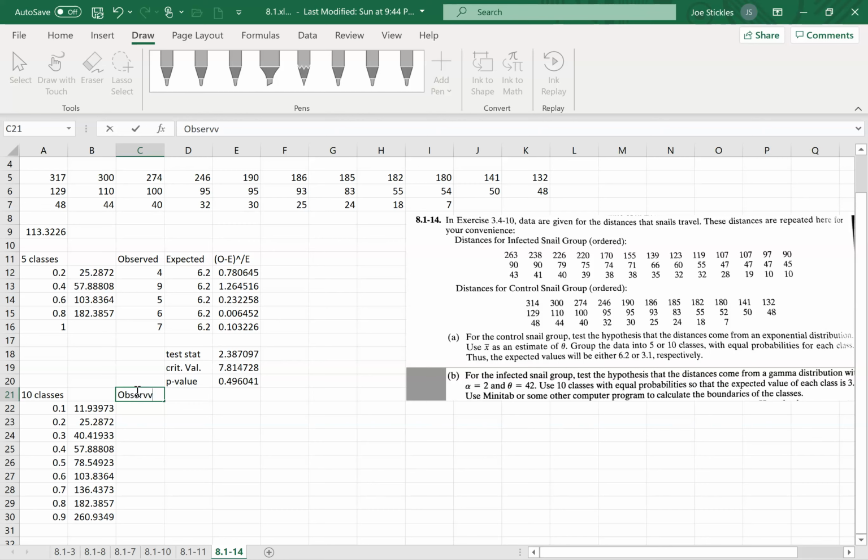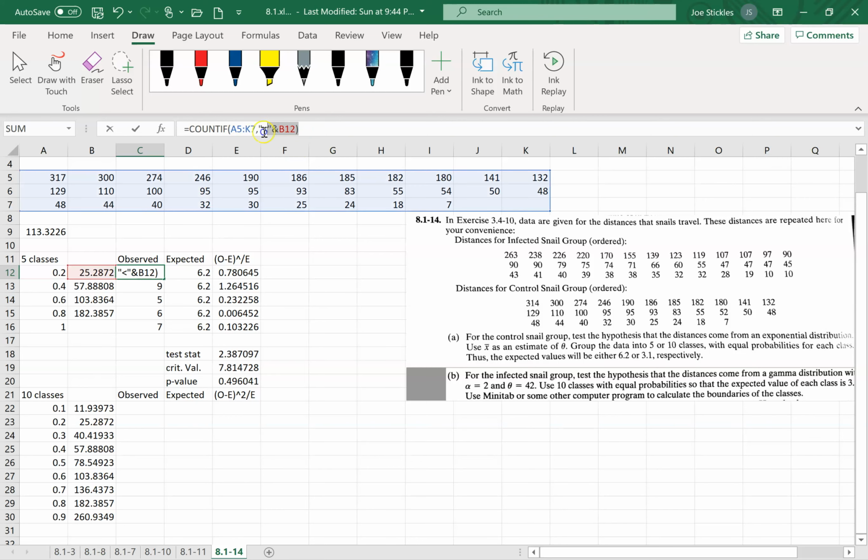This one will be our observed column. This one's going to be our expected column. This is going to be our observed minus expected squared over expected. I'm going to just grab this text, copy the text down, and I'll change the B12 to be, what is it, B22. Okay.